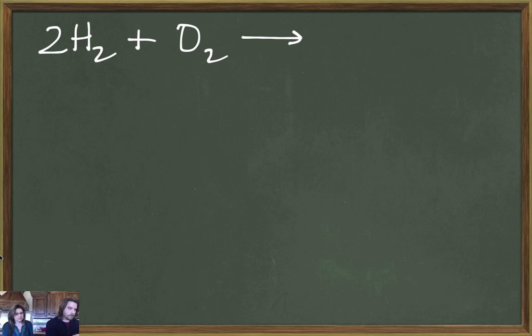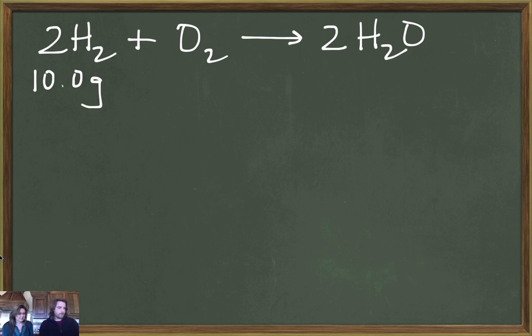Okay. So let's say, well, I mean, this is actually a true story. I woke up one morning and I was like, man, I could really go for some fresh water. So I knew that if I combined hydrogen gas and oxygen gas, I could get my own water. And it just so happened that I had 10 grams of hydrogen gas just laying around. And I knew from doing my mass-to-mass conversion that I should make approximately 89.4 grams of high-quality H2O.